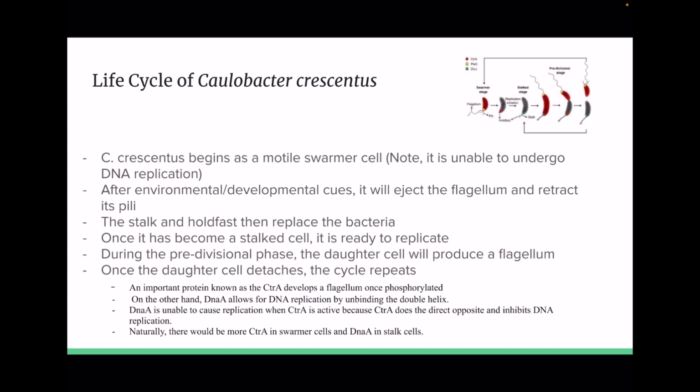Life cycle of Caulobacter crescentus. C. crescentus begins as a motile swarmer cell, and it is important to note that it is unable to undergo DNA replication during this phase. It is easy to identify whether or not the cell is in its motile swarmer cell phase because there is a clear flagellum attached. The purpose of this flagellum is to add motility and allow the cell to swim to areas that are more rich in nutrients.